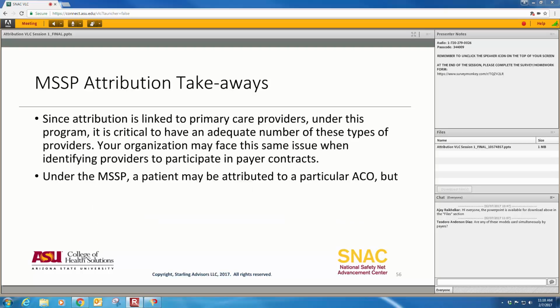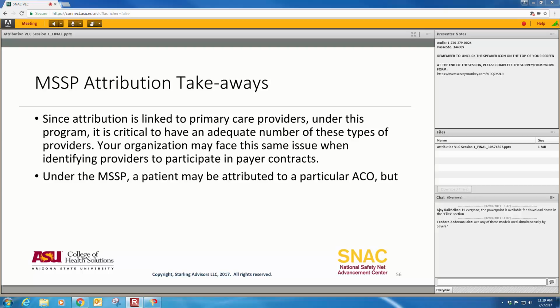So, takeaways from the Medicare Shared Savings Program. Many models, this one in particular, are linked to primary care service utilization, not all. And certainly we know that the organizations represented on this call are not all primary care providers. But under this program, it is critical to have an adequate number of these types of providers. Your organization may face the same issue when identifying providers to participate in payer contracts.